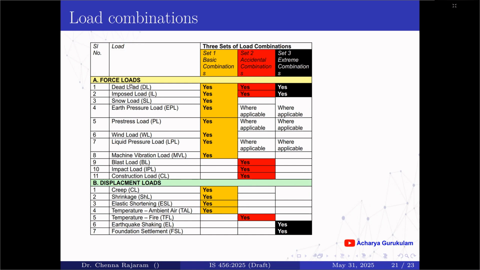For extreme load combinations, dead load and superimposed loads have to be considered under force loads, and for displacement loads, earthquake shaking and foundation settlement have to be considered. And the other loads, as I explained under accidental combinations, similarly here also earthquake pressure, pre-stressed, and liquid pressure loads have to be considered where applicable under extreme combinations.